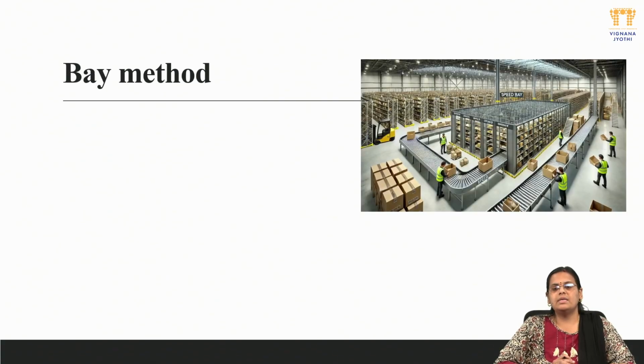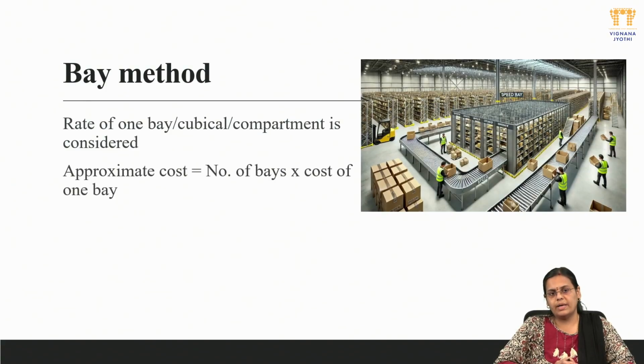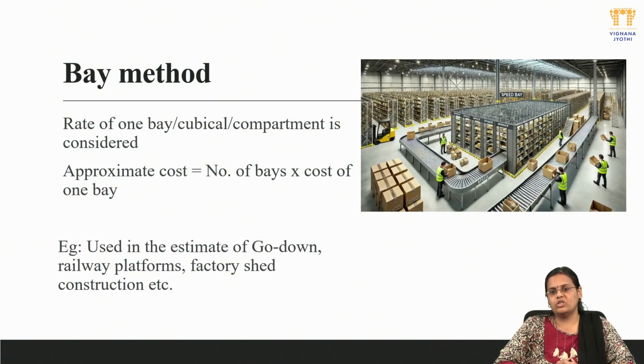Now we will discuss what is a Bay method. In Bay method, it is similar to the unit rate method, whereas here the rate of construction of one bay or cubicle or a compartment is being considered. Once you know the rate, then it is multiplied with the number of bays to arrive at the approximate cost of the project. As you can see here in the figure, this method is mostly used in the construction of godowns, railway platforms, factory sheds, etc.